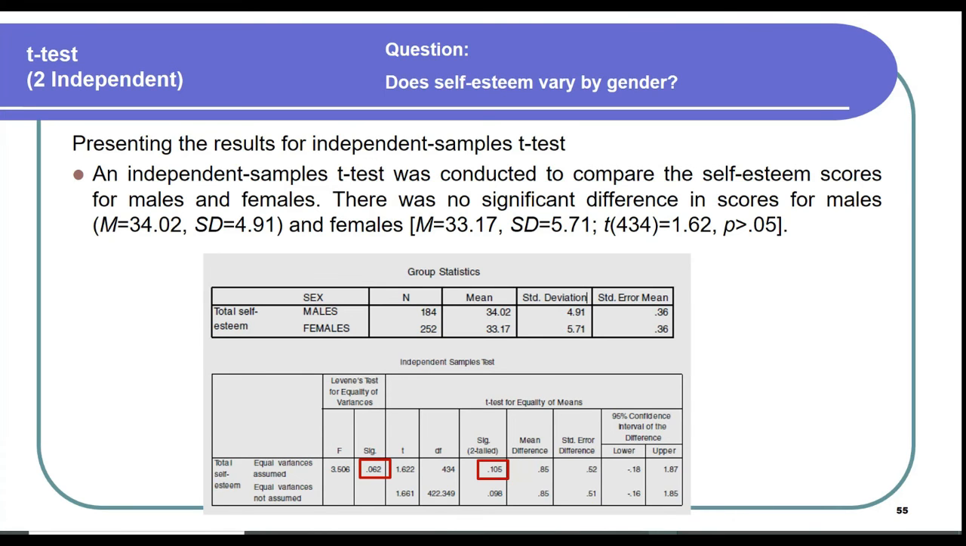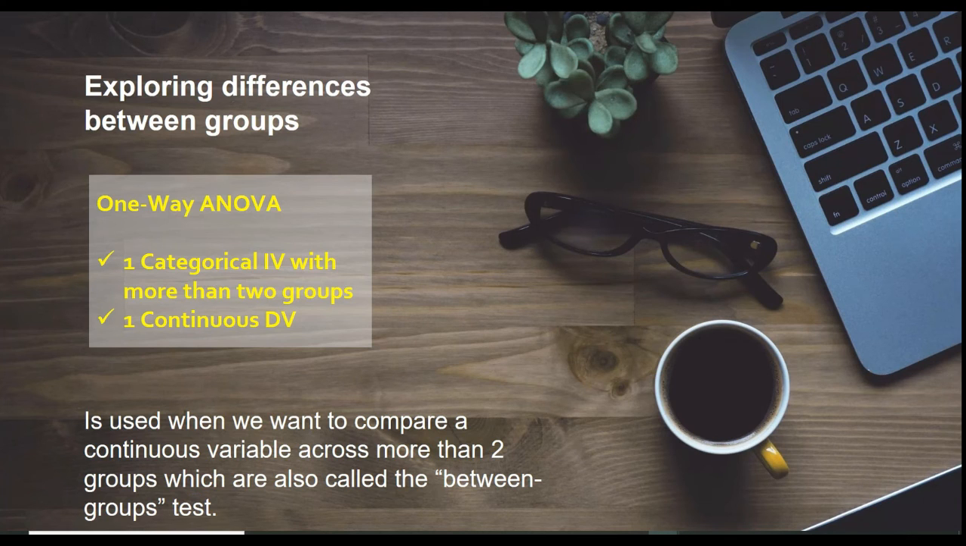Next is still exploring differences between groups: one-way ANOVA. One-way ANOVA is used when we want to compare a continuous variable across more than two groups, which is also called the between groups test. In one-way ANOVA, you have one categorical IV with more than two groups, and you have one continuous DV.